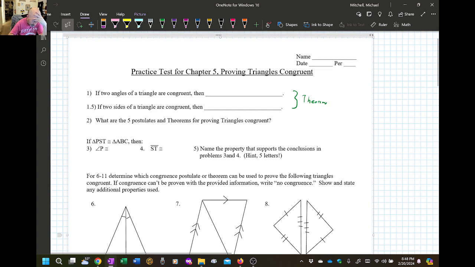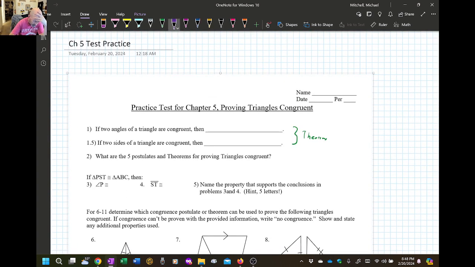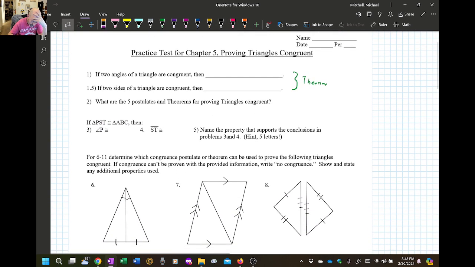3 and 4 is just matching it up. Remember, don't forget your angle and segment notation. First letter goes to the first letter. Second letter goes to the second letter. Third letter goes to the third letter. Match them up. Those are correspondences.